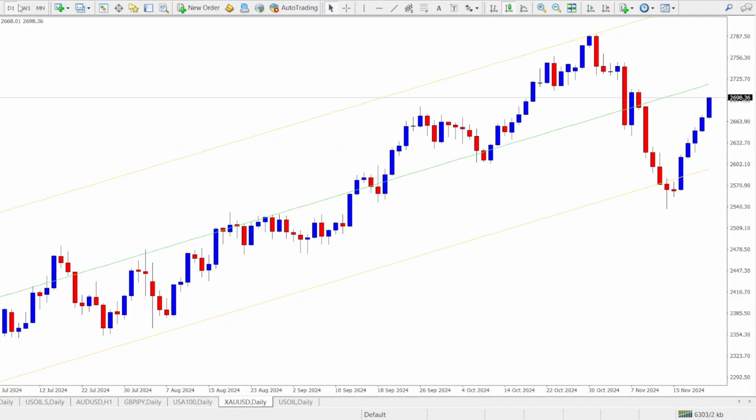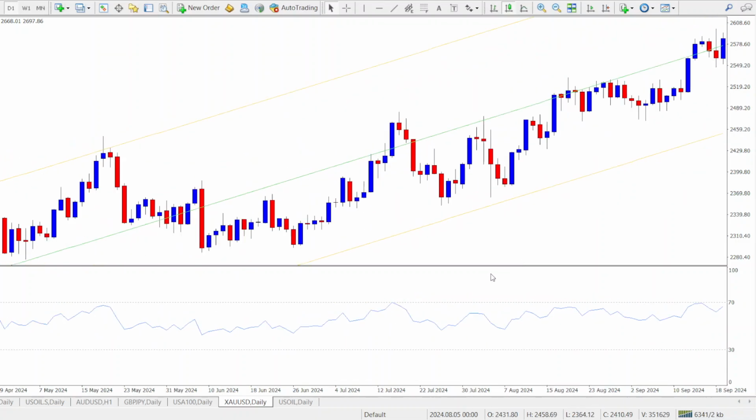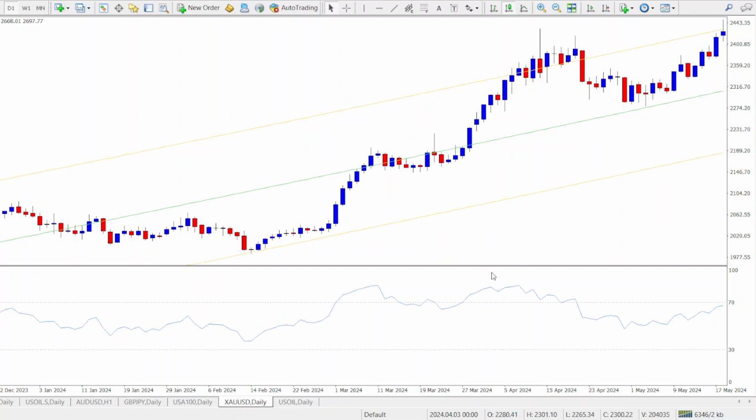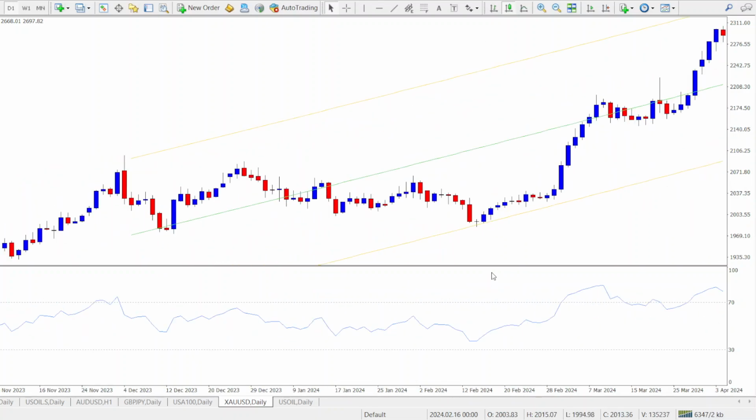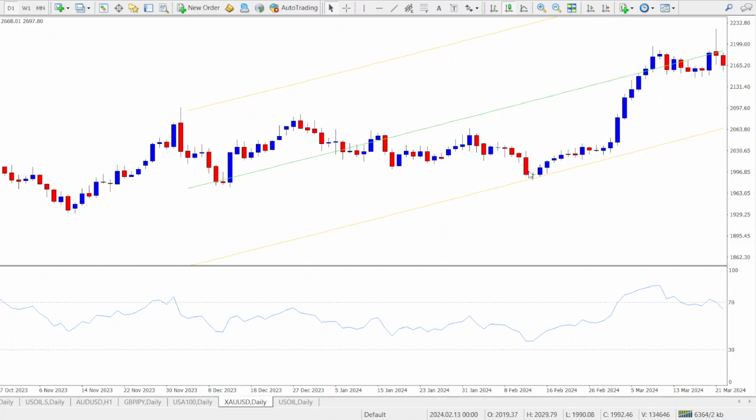Now when you want to confirm signals, in addition to using candlestick patterns, I'll recommend that you also use other indicators. For example, you can use the relative strength index as a confirmation tool. So basically if you are using the RSI, for example, when you have price bouncing off, in this case we had price bouncing off the lower channel and we had a doji.